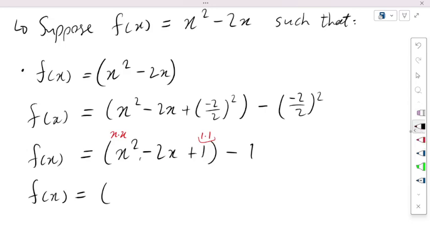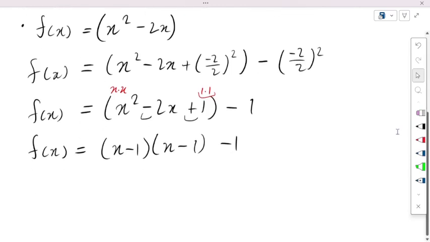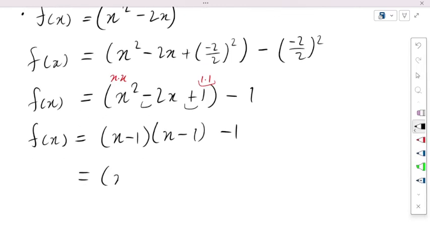The 1 gets a negative, so it's going to be x minus 1, and a negative and a positive gives a negative, and this is 1. Minus 1. Okay, so we just factorize that. And then from here we can rewrite this as x minus 1 all squared minus 1.